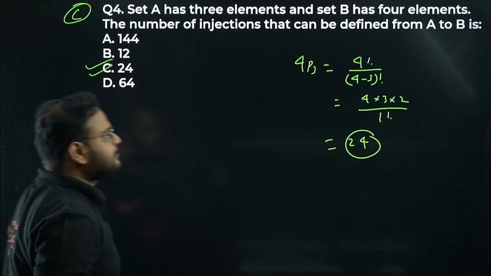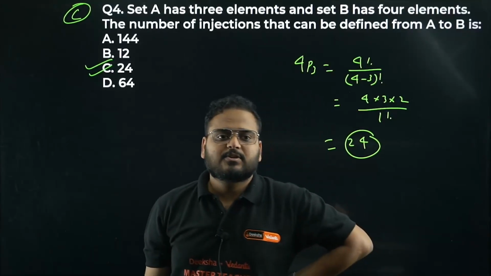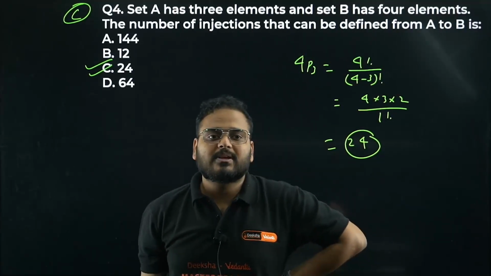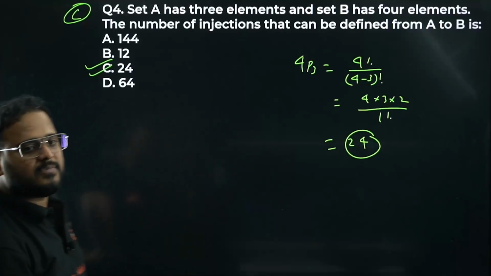Please cross check your answer for question number 4. It should come as 24. Please have a look. Question number 4. This is clear?